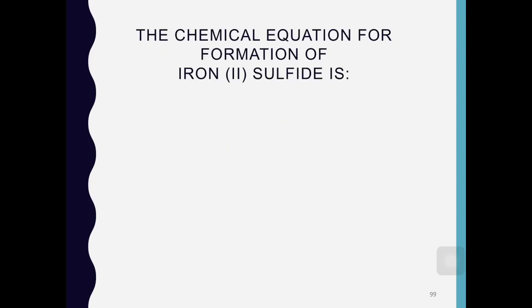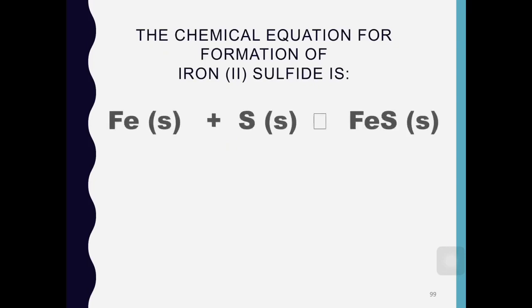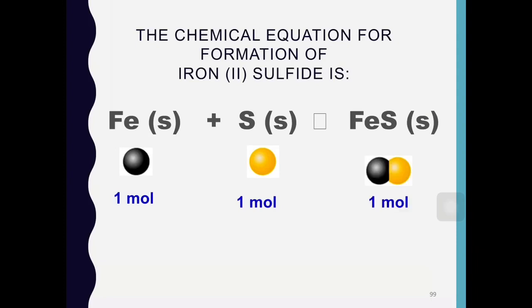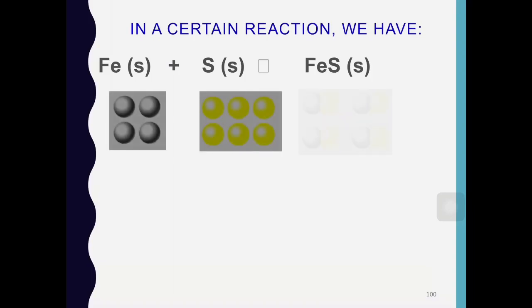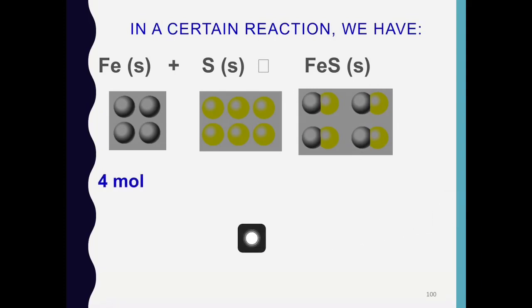The chemical equation for formation of iron sulfide is Fe plus S produce FeS. So 1 mole of ferrum requires 1 mole of sulfur to produce 1 mole of ferrum sulfide. But in a certain reaction, we have 4 mole of ferrum, 6 mole of sulfur, and it will produce 4 mole of ferrum sulfide. So based on this reaction, it can be seen that the ferrum is completely consumed in the reaction, while sulfur has something in excess.